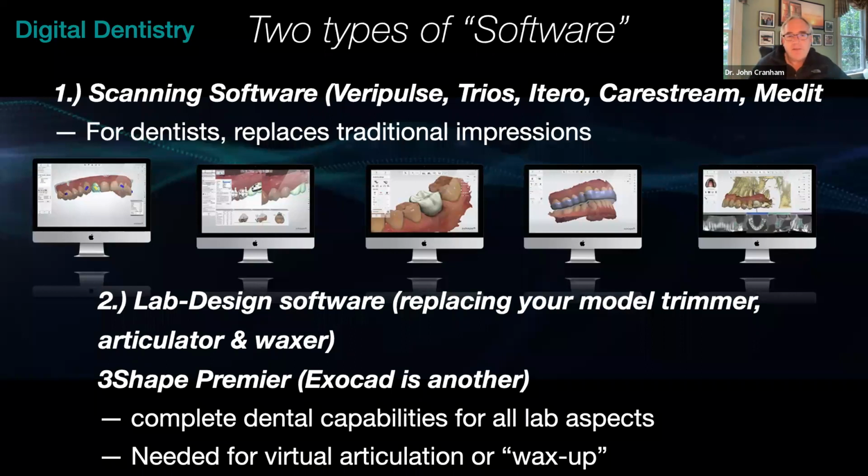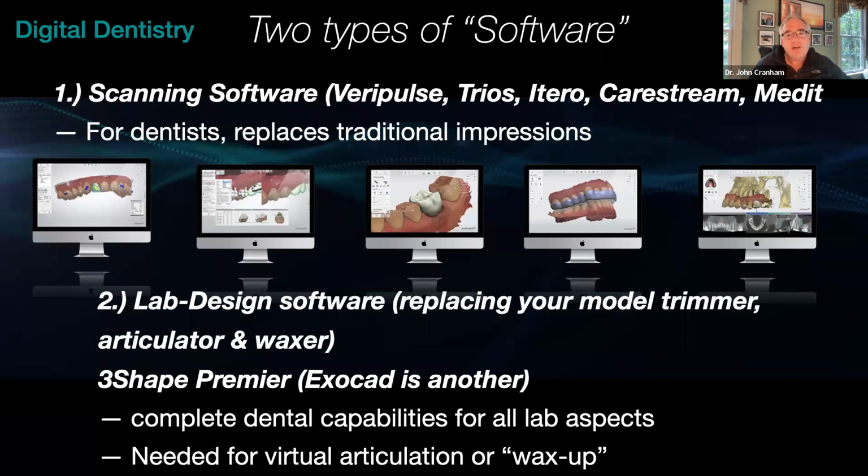And there's a couple of options out there. Exocad is one. What we're using is the 3Shape premier lab software. And to be clear, this isn't the 3Shape software that comes with the Trios. This is the 3Shape software that the labs would buy. And again, powerful software. You can make crowns, you can make bridges, you can make veneers, partials, dentures, a lot of things with the software.